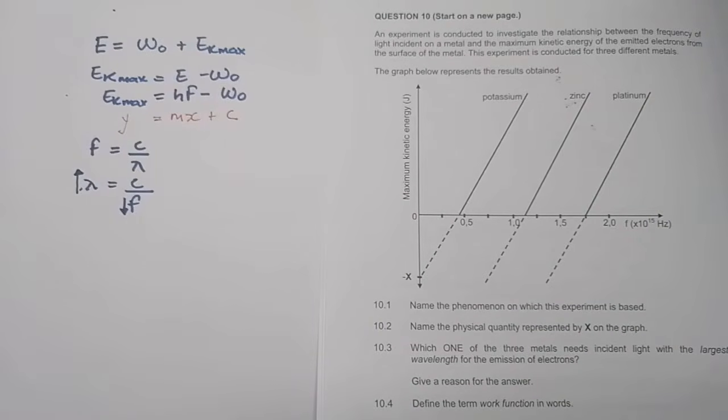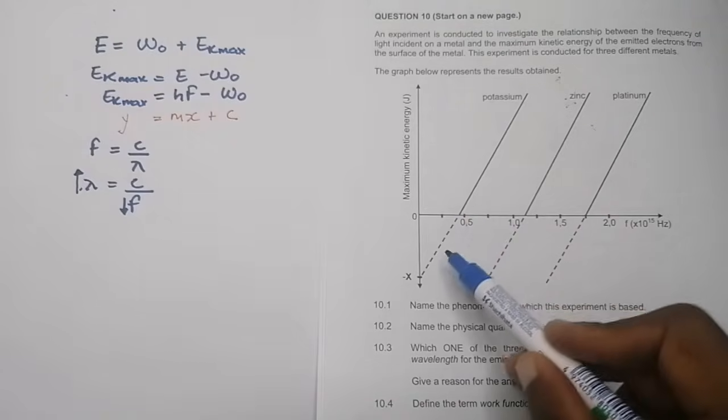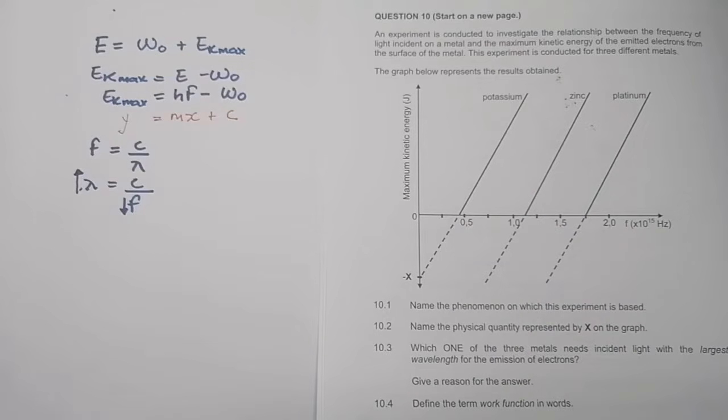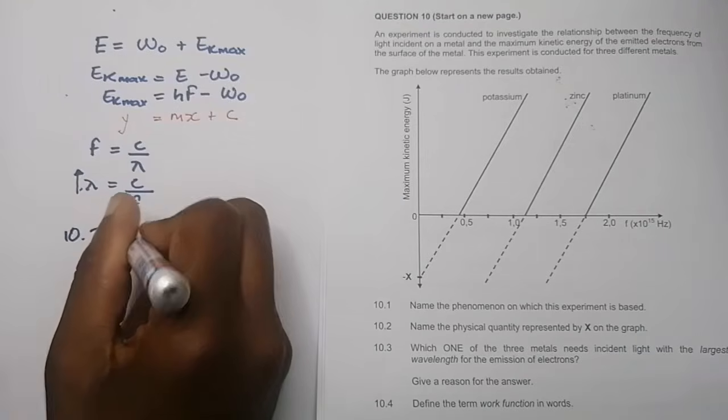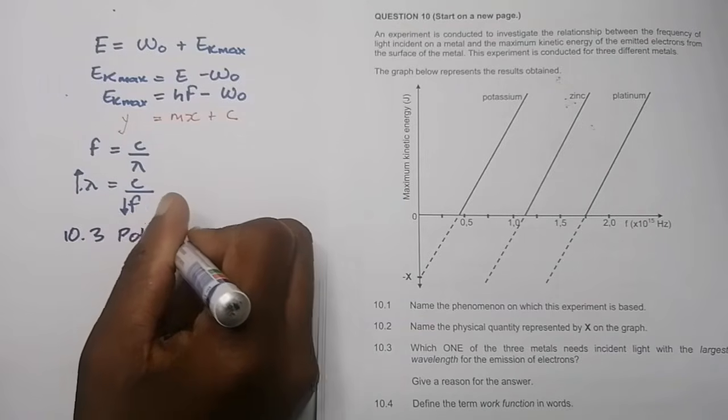So essentially what they are asking us here is which one of the three metals needs incident light with the smallest frequency. Do you see? If you think about it, which one needs incident light with the smallest frequency? That should be potassium. So our answer there should be potassium for 10.3.